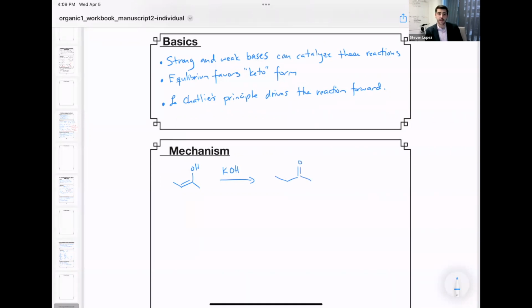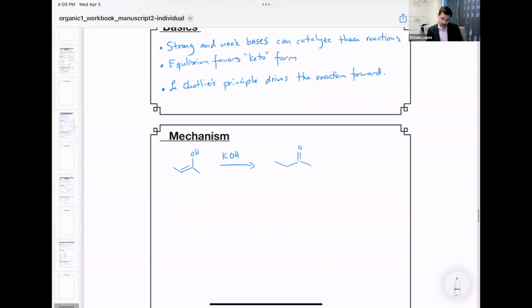Okay, so in this reaction, we're going to invoke a strong base, which is potassium hydroxide. Potassium hydroxide dissociates 100% in aqueous solvents. So here we have hydroxide as the active form of this molecule. So again, let's look at the resonance forms of this molecule to get a sense for how the reactivity might be.